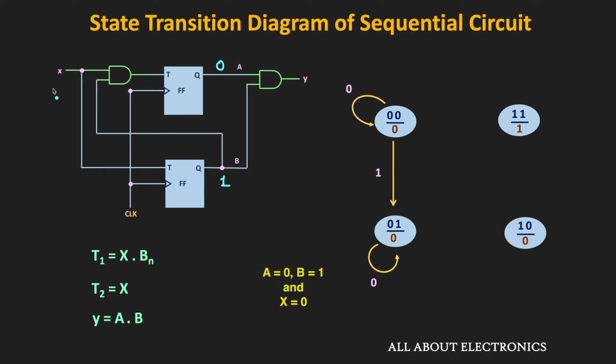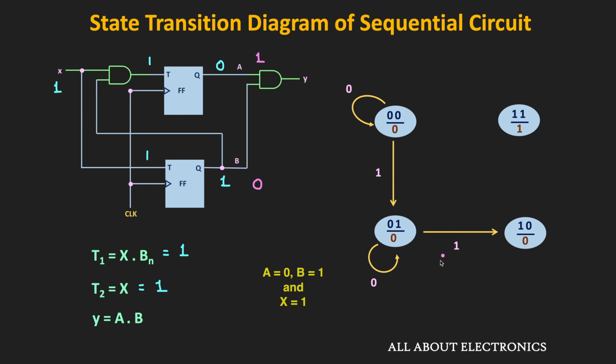But now let us see what happens when this input X is equal to 1. In that case, as you can see, this first input T1 will become 1, because here this B is 1 and this X is also equal to 1. And likewise, the second input will also be equal to 1. That means now the inputs to both flip-flops are 1, and therefore both the flip-flops will toggle. That means now the output of the first flip-flop will become 1, while the output of the second flip-flop will become 0. Or in other words, the state of the circuit will change from the 0-1 to 1-0. And it will happen when this X input is equal to 1.